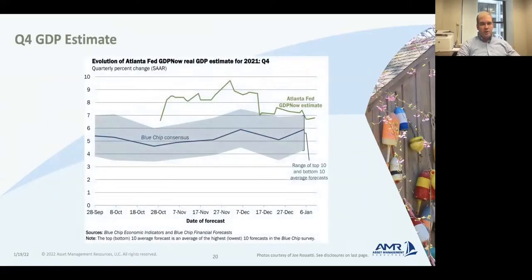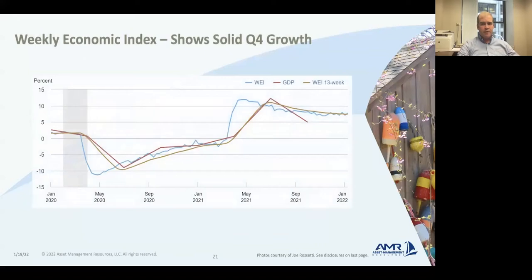So here's the Q4 GDP estimate. We're going to have a gangbusters quarter. We're likely going to be north of 5%, but probably closer to 6-7%, according to the Atlanta Fed and the Blue Chip consensus. So that's great. I mean, great Christmas season, right? The weekly economic index is showing much of the same, north of 6-7%, which is fantastic. It's going to round out a great 2021.